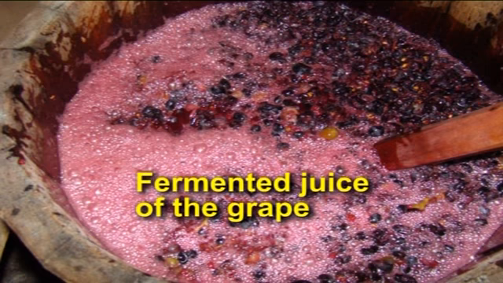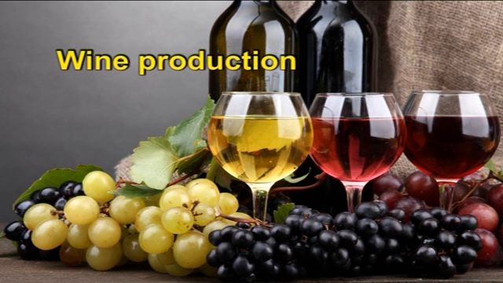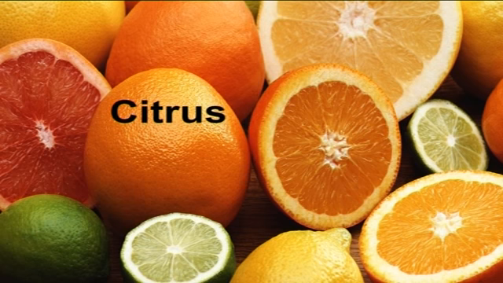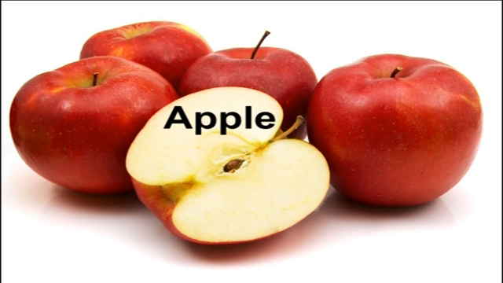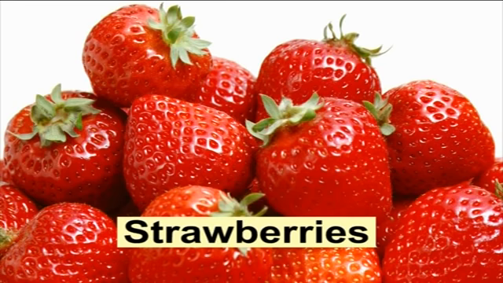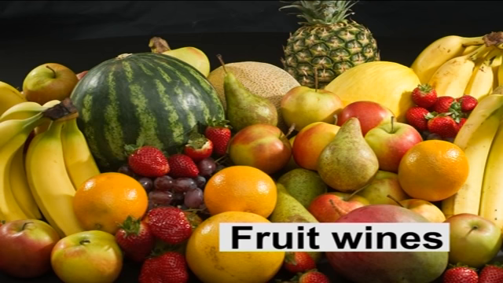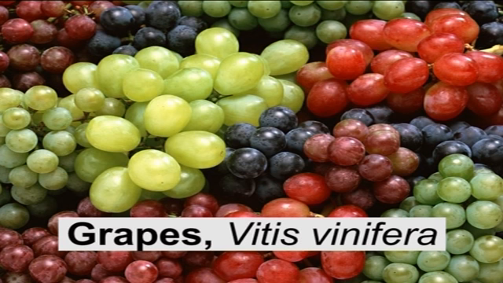Introduction. A simple definition of wine is the fermented juice of the grape. Nevertheless, any fruit with a good proportion of sugar may be used for wine production. Thus, citrus, banana, apple, pineapple, strawberries, etc. may all be used to produce wine. Such wines are always qualified as fruit wines. If the term is not qualified, then it is regarded as being derived from grapes, Vitis vinifera.